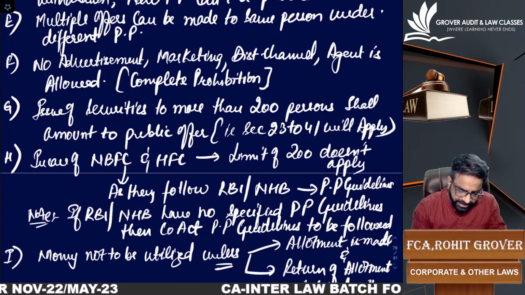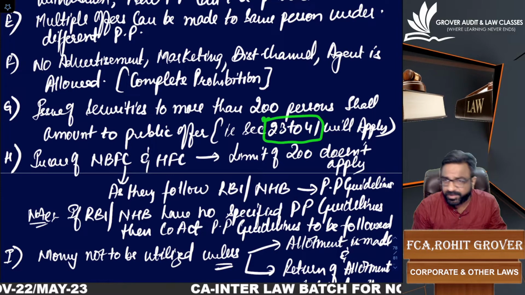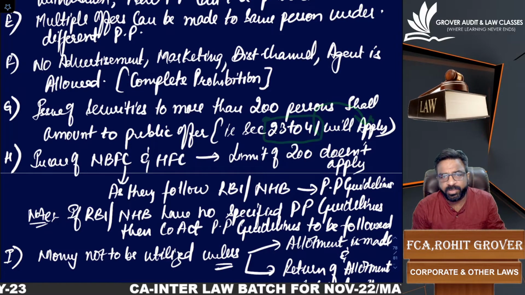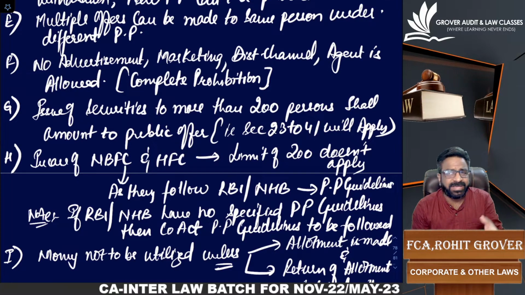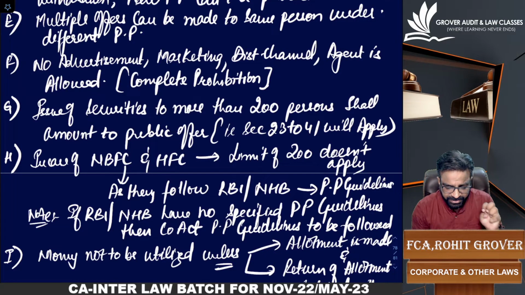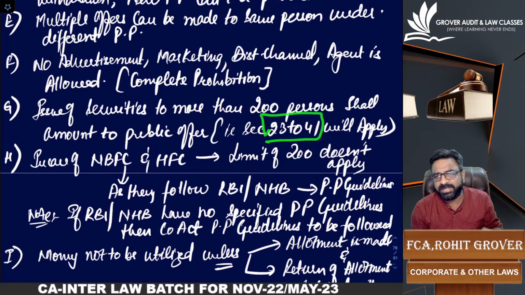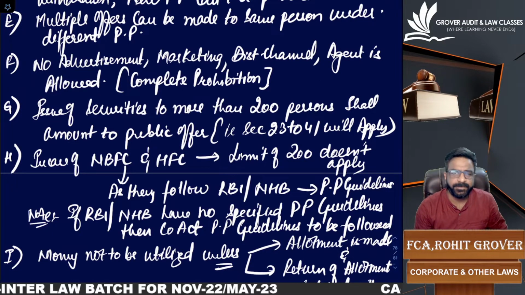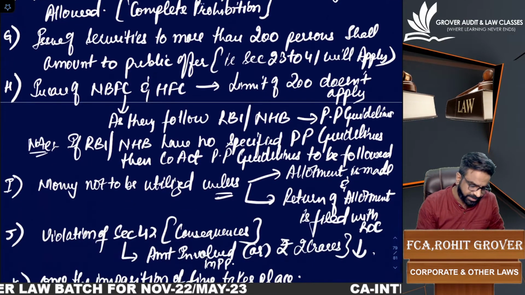Public offer. And sections 23 to 41, which we completed yesterday, all those sections of public offer will apply. So it means your private placement will be considered as a public offer, and the formalities of sections 23 to 41 will be applicable on that. Is it clear to all of you? Yes or no? Yes, sir. Continue on my next point.